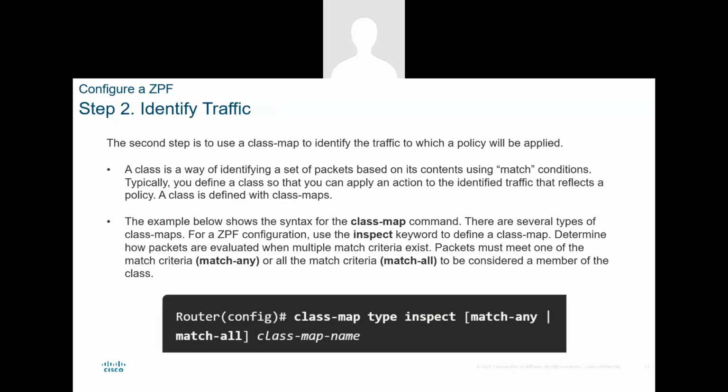Now, the second step is to identify and classify the network traffic. So class maps are used. They allow administrators to define specific types of traffic that the firewall will act upon. And also a match condition determines what packets are included in that class. The packets must meet one of the match criteria, either match any or match all. As you see on the screen, the commands for defining the class.